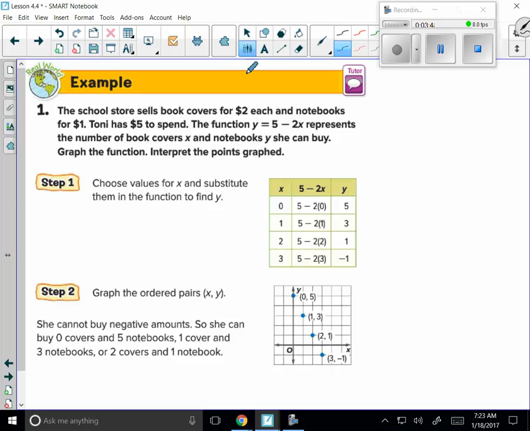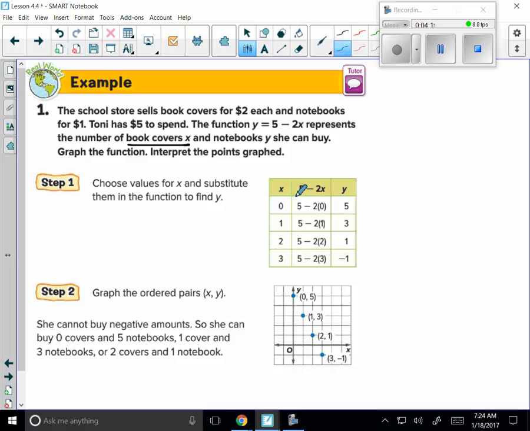Now, one thing you guys are going to question is why aren't they doing the rule of 5 right here? Normally, I'd want you to do -2, -1, 0, 1, and 2, so we have 5 values, especially a negative value. But if you think about this, a negative value could end up representing that she's buying a negative amount of book covers, because that's what x represents. So that doesn't make sense. You need to make sure you reread the word problem and see if negative numbers make sense. In this one, it doesn't. So we're going 0, 1, 2, and 3.